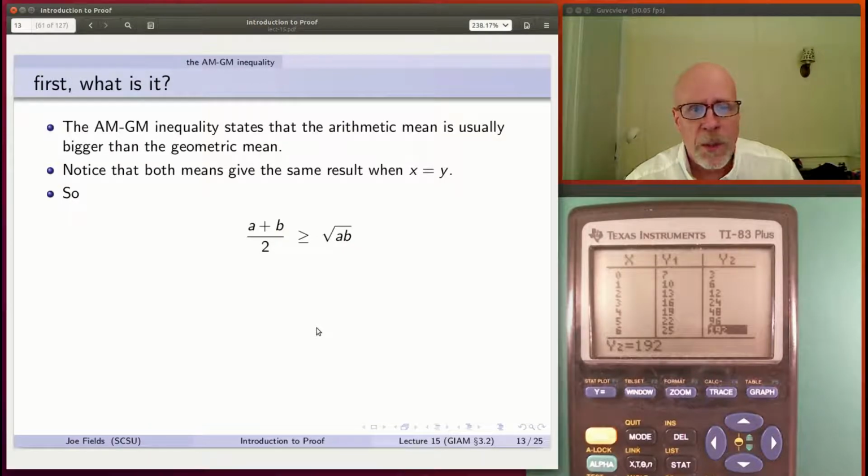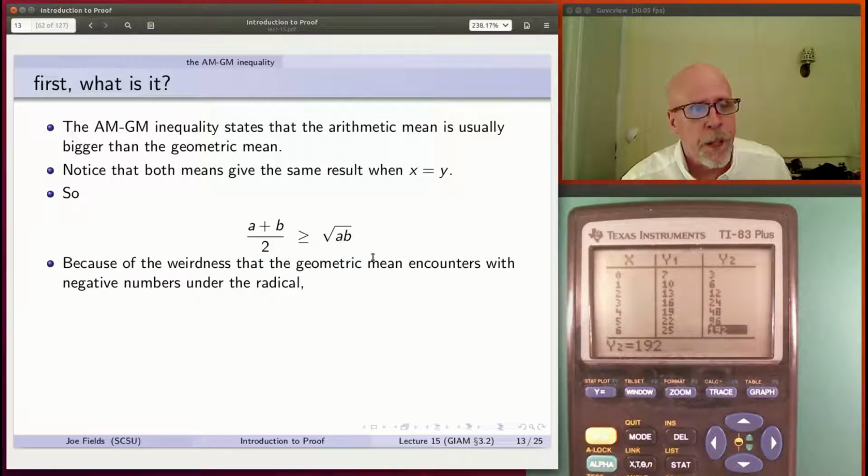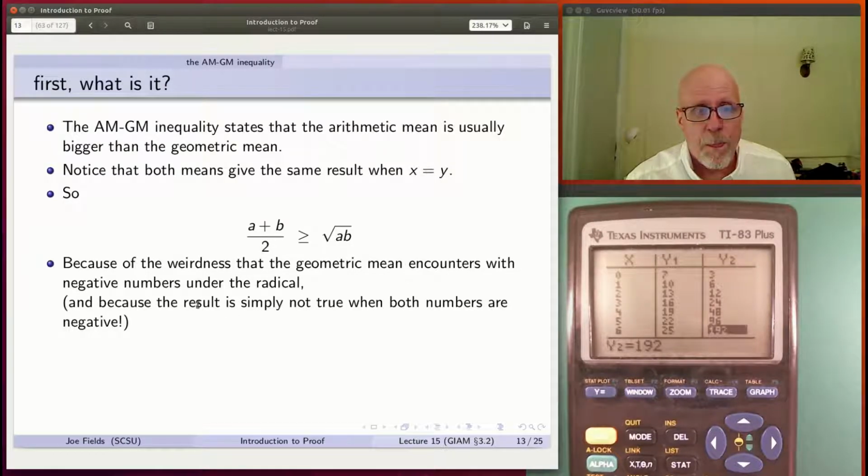So the statement we want is something like this. The arithmetic mean is greater than or equal to the geometric mean. Because of the thing I've mentioned before about how the geometric mean can't deal with negatives under it, and there's another issue that's maybe more interesting. If you put both of the terms a and b, both negative, into this thing, you will get a positive number under the radical, right? So the square root of it will be defined and it'll be a positive number, but you'll have a negative number in the arithmetic mean. And a negative number here is not going to be bigger than a positive number here. Right? So the statement's just not true when both numbers are negative.